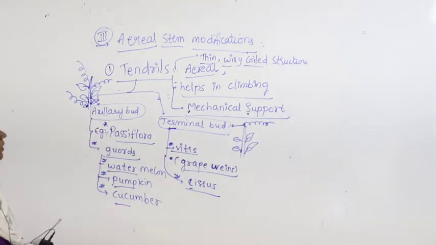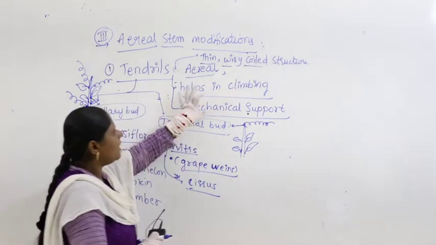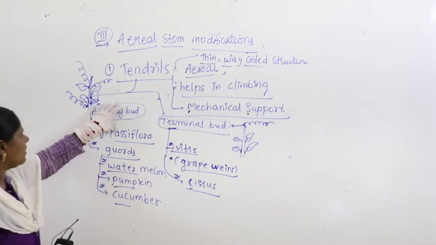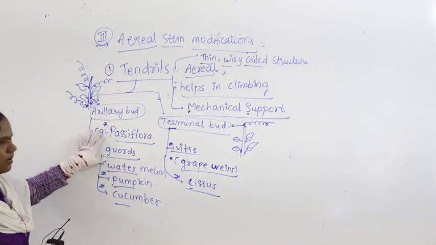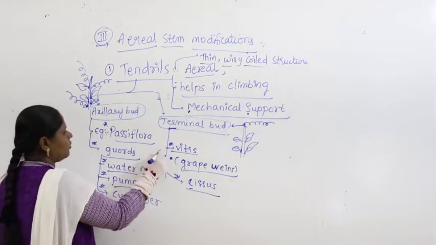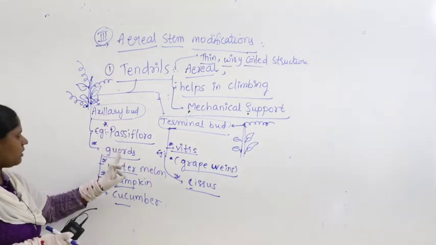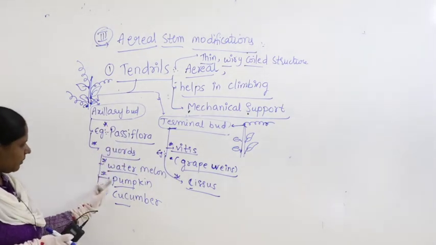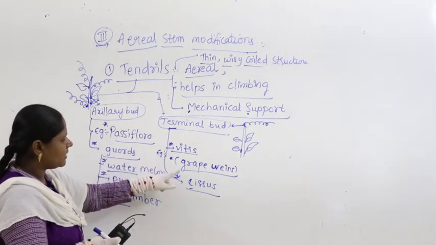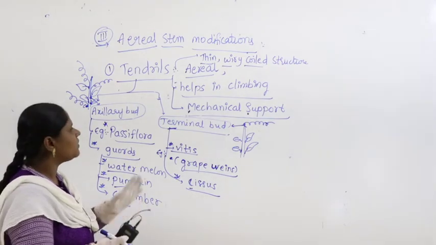I hope it is clear now. Tendrils are thin, wiry, coiled structures, aerial, help in climbing, and they take mechanical support. Axillary bud gets modified into tendril in Passiflora. You have to remember all these examples. Make sure that you practice all these examples. Where is axillary bud modified into tendril? Passiflora, gourds. Which gourds? Watermelon, pumpkin, and cucumber. Terminal bud gets modified into tendril where? Vitis, that is grapevines, and even you find in the case of Cissus. Right, that is the first one.